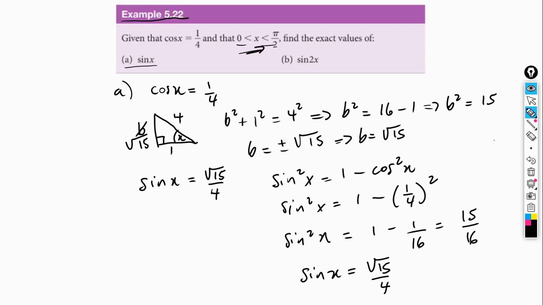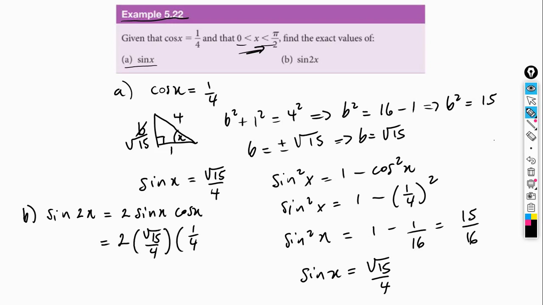And for part B, all we have to do is use the double angle identity. We know that sine of 2x is equal to 2 times sine of x times cosine of x. So we simply substitute, and this is going to equal 2 times square root of 15 over 4 times 1/4, and this is going to give us square root of 15 over 8.